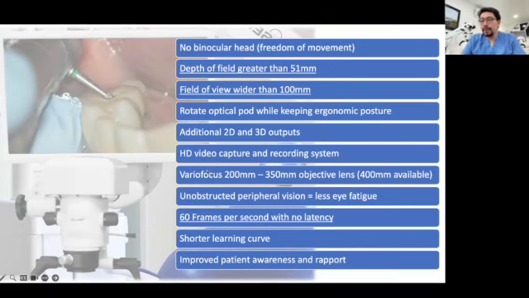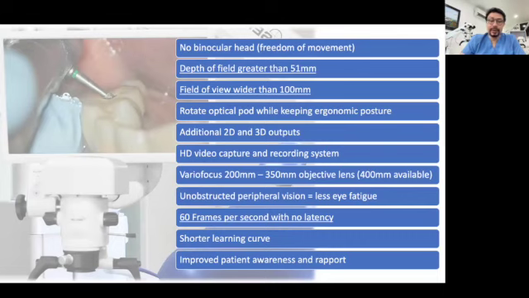It comes with a variofocus. The variofocus comes with the 3D. The variofocus will help you to change the focal distance. And if you want to focus, you just need to use the variofocus. You are not going to need to move the patient or to move the microscope up and down for having a good focusing in the area.